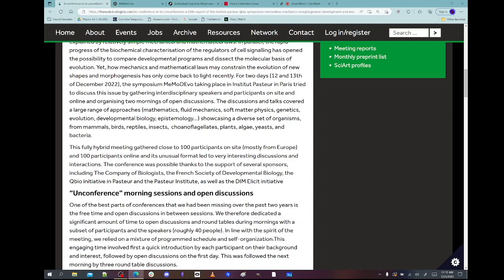It also showcased a diverse set of organisms: mammals, birds, reptiles, insects, choanoflagellates, plants, algae, yeasts, and bacteria. So just a wide range of organisms, from single-cell organisms to multicellular organisms that exhibit very complex behaviors. This is a really interesting set of talks that covered a lot of territory in terms of these changes in morphology over development and evolution, different modes of development, different areas of the tree of life, and so forth.